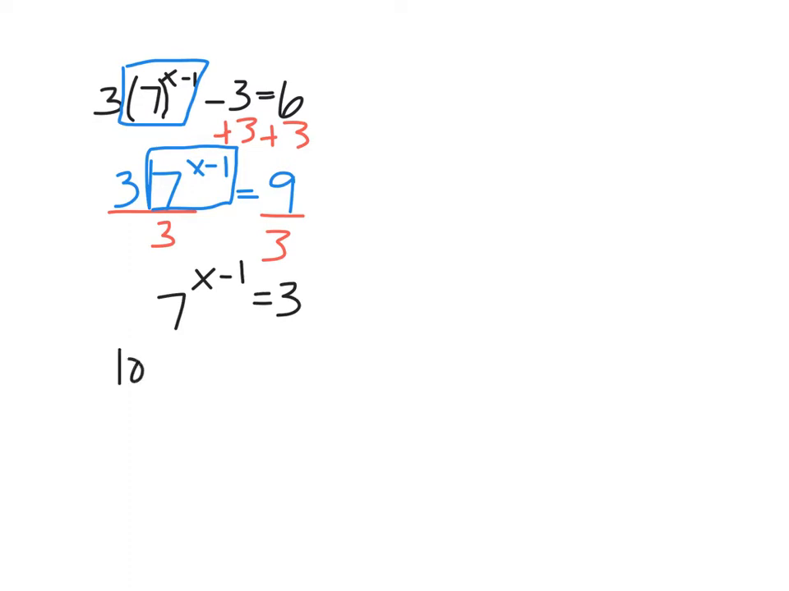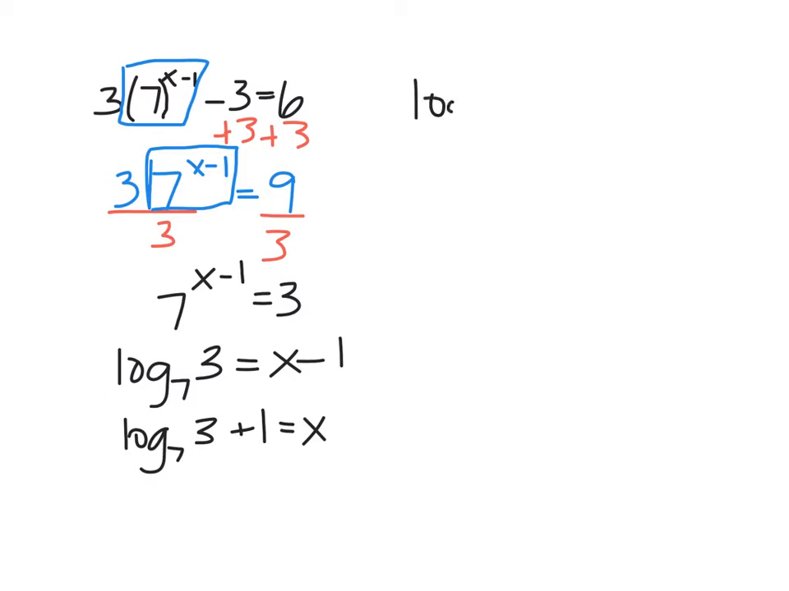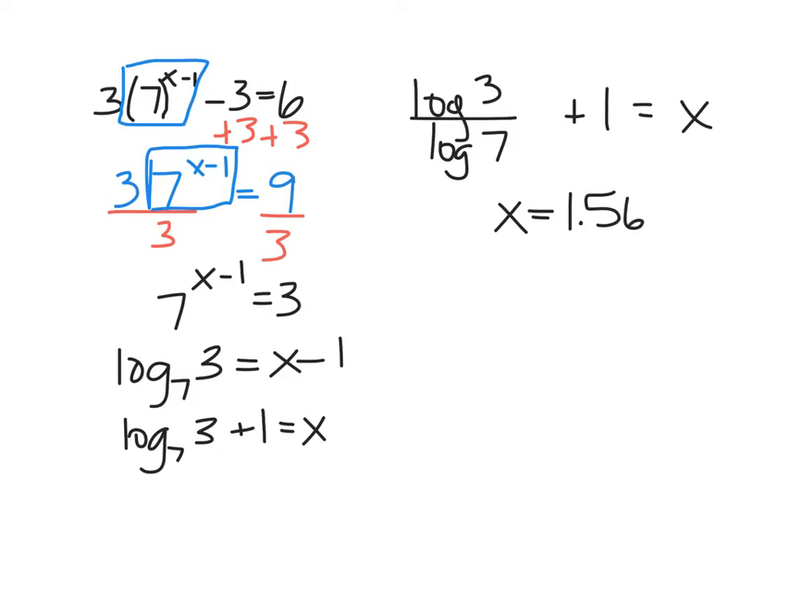Rewrite it as a log. Log base 7 of 3 equals x minus 1. And we want to solve for x by adding 1. So log base 7 of 3 plus 1 equals x, and now we're going to type it in the calculator. Log of 3 over log 7 plus 1 equals x. Log 3, close your parentheses, divided by log of 7, close your parentheses, enter, plus 1, enter. Between every operation, press your enter button.